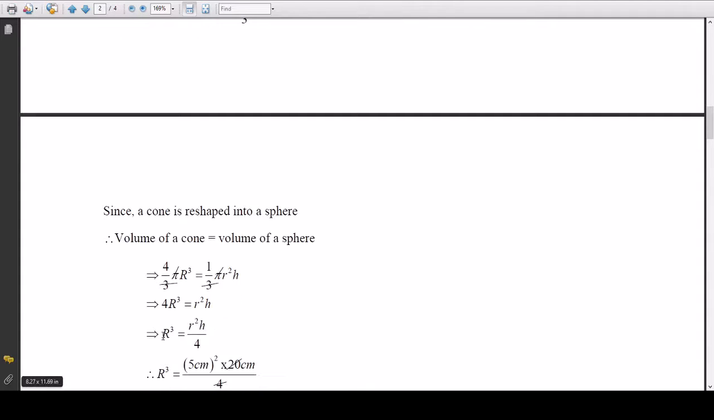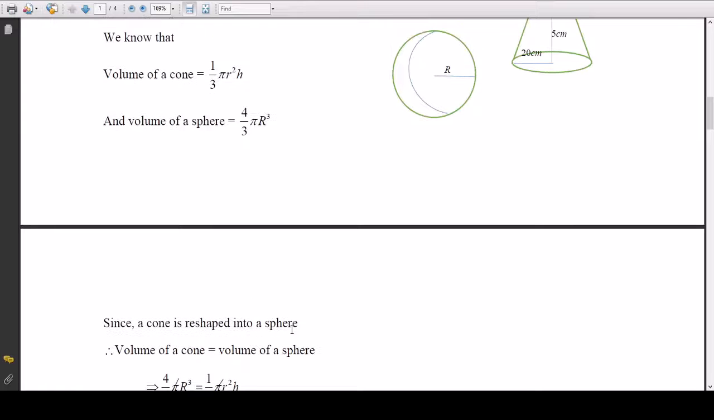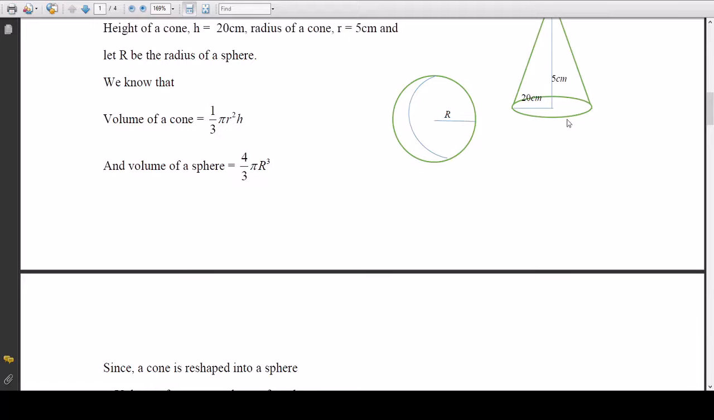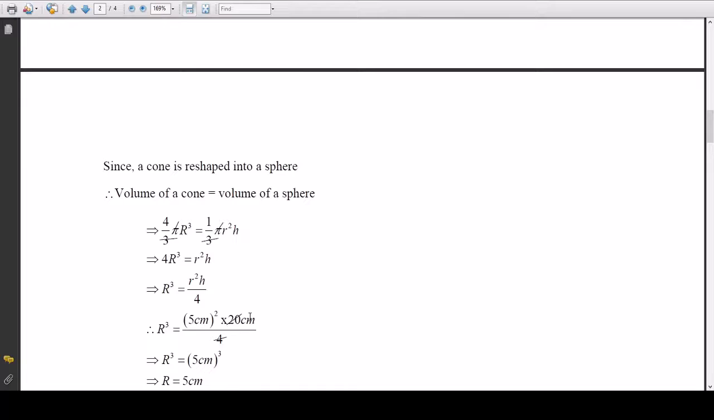Okay, that means r cubed will be r squared h divided by 4. Now substitute the value of r and h. R is 5 cm, h is 20 cm, isn't it? See here on the figure also, height is 5 and radius of a cone is 20 cm. Substitute the value of r and h.